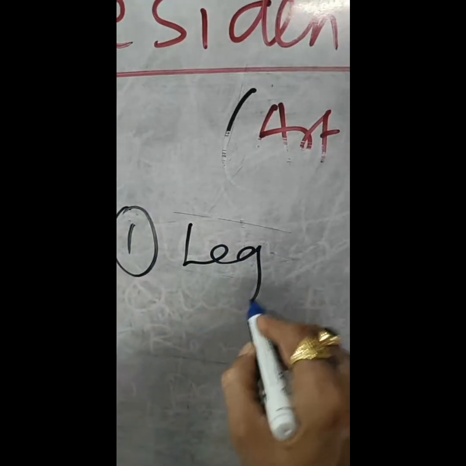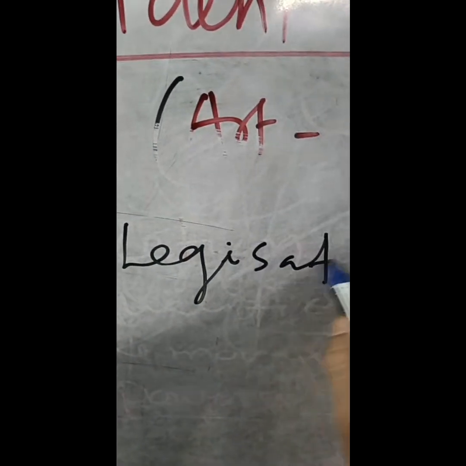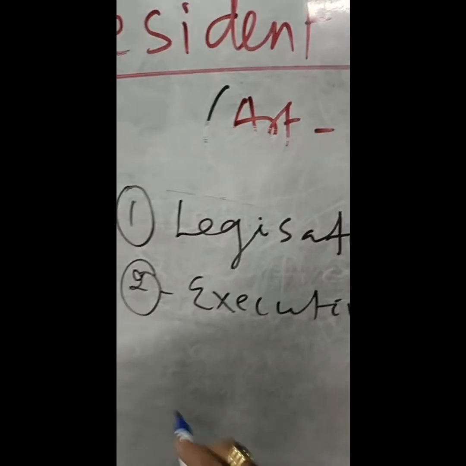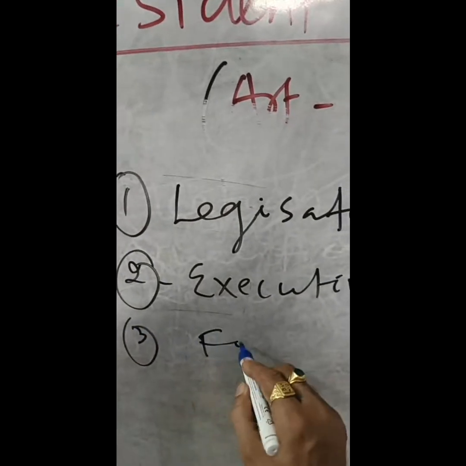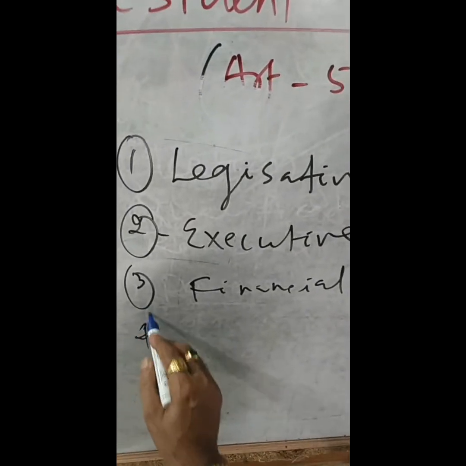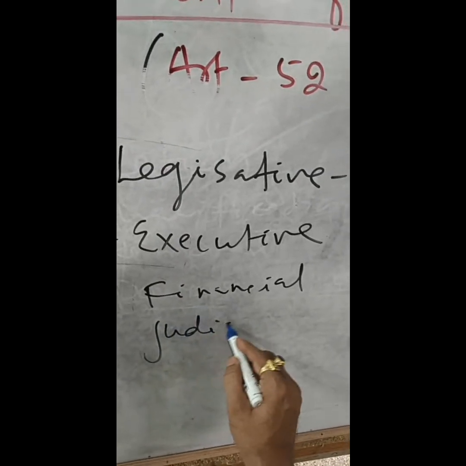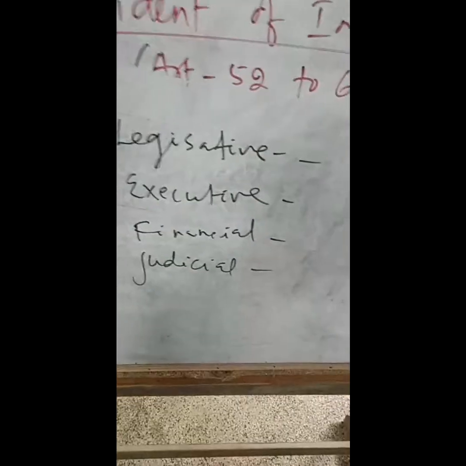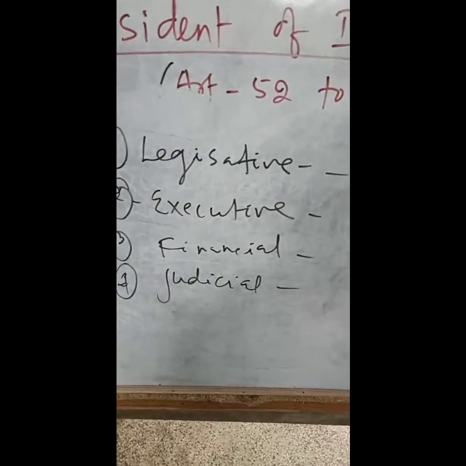It has legislative power, executive power, and legislative power. Okay, law making power, executive power. Third, financial power, and the fourth one is judicial. There is also discretionary power, but this is enough to remember.